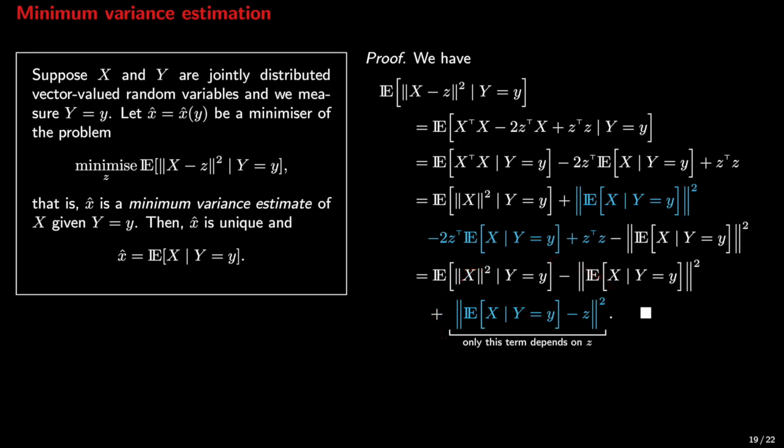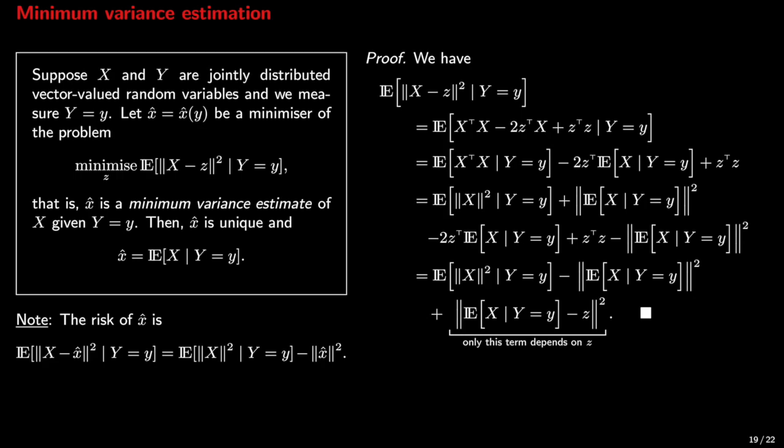We have managed to write the cost function of the given optimization problem as a quadratic function in z, and clearly the minimum is attained when z is equal to the conditional expectation of x, given that y is equal to little y. Lastly, we define the risk or quadratic risk of the estimate little x hat to be the conditional expectation of the squared norm of x minus the estimate. This is precisely the optimal value of the cost of the above minimization problem.